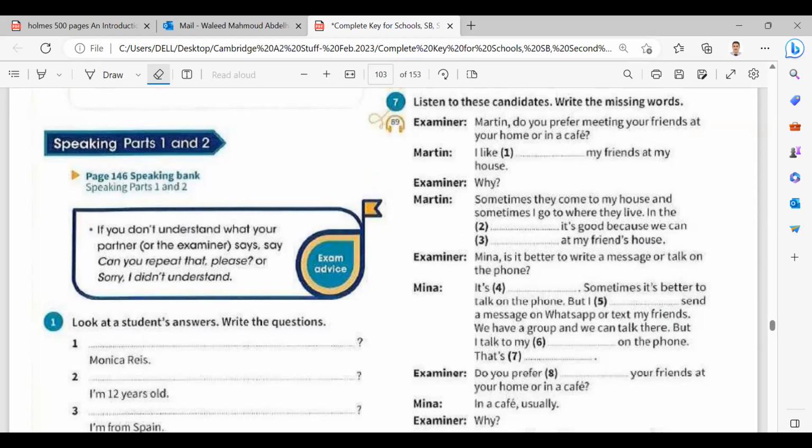Again. Unit 14. Speaking, Parts 1 and 2. Exercise 7.